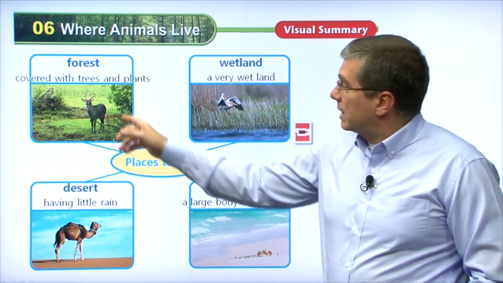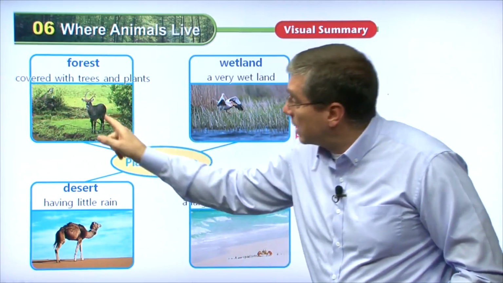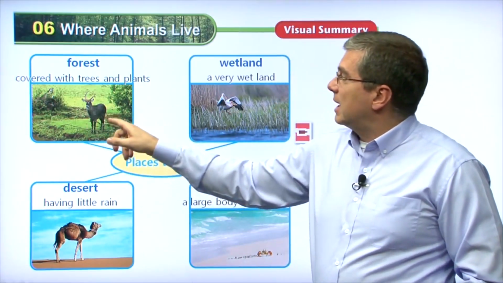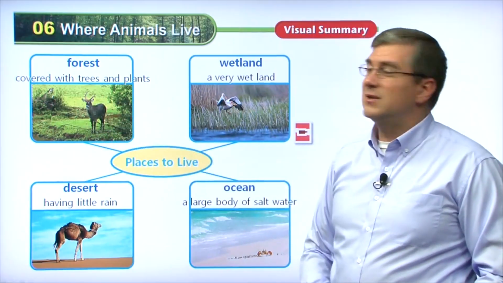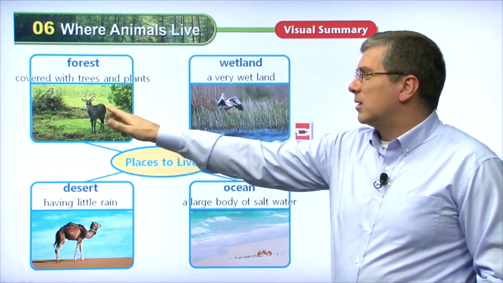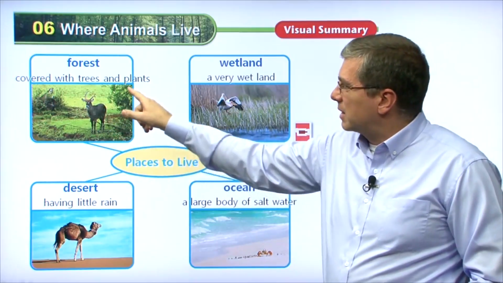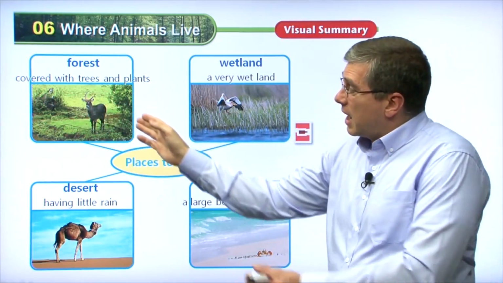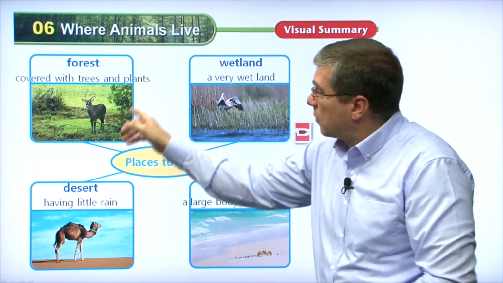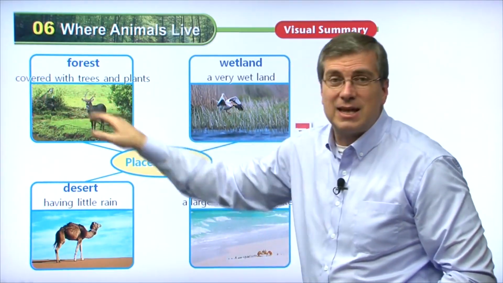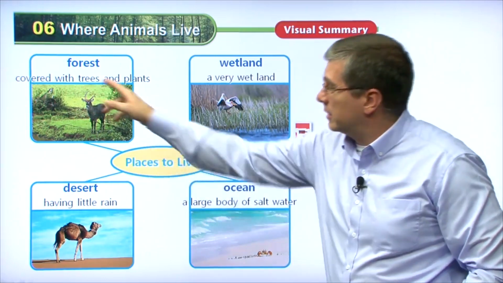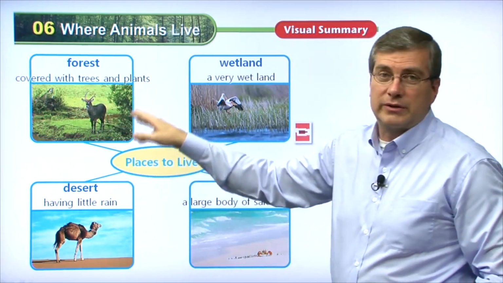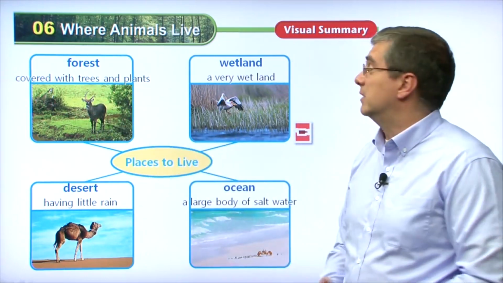Let's review here. We can see that this deer here, or this antelope, is living in a forest. It's covered with trees and plants. We can say it's a forest because we probably have a small tree here, some plants here, but it looks like the area is kind of a mixture. There's forest here, there's also grassland in the background, okay? So this part over here would be forest, okay, where there are plants and trees.